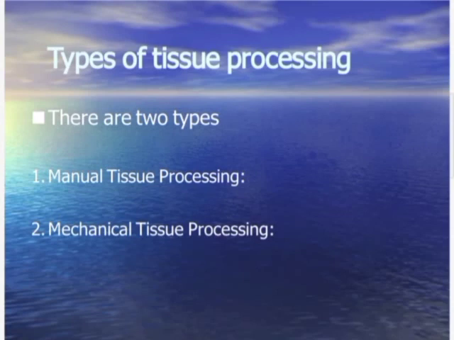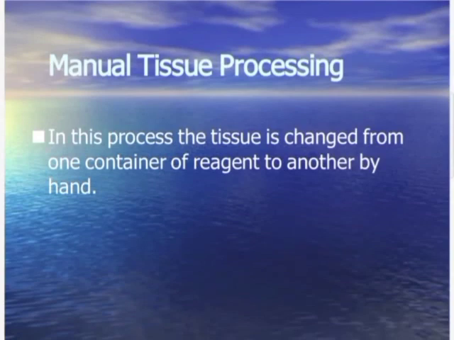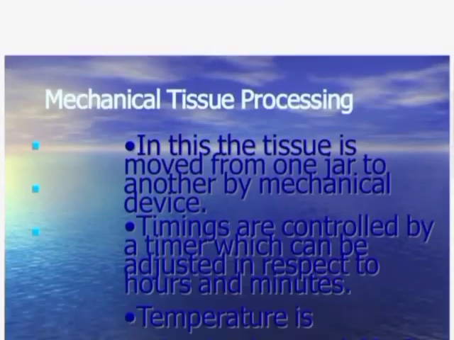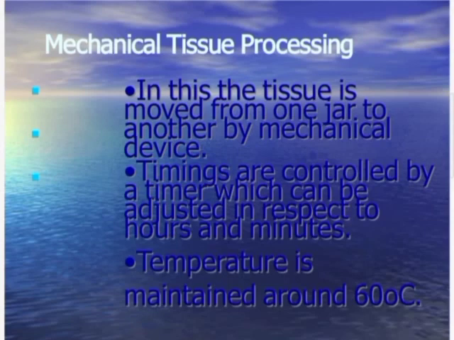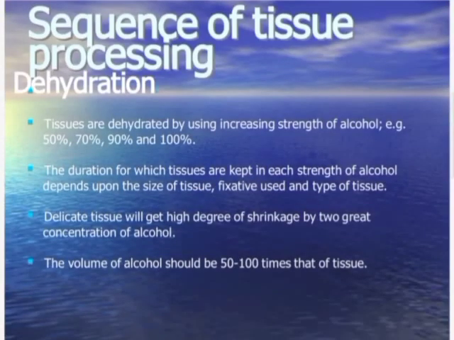Tissue processing can be manual and it can be mechanical. In manual processing, the tissue is changed from one container of reagent to another by hand. But nowadays we have mechanical tissue processing. In this, the tissue is moved from one jar to another by a mechanical device. Timings are controlled by a timer which can be adjusted in respect to hours and minutes. Temperature is maintained around 60 degrees.